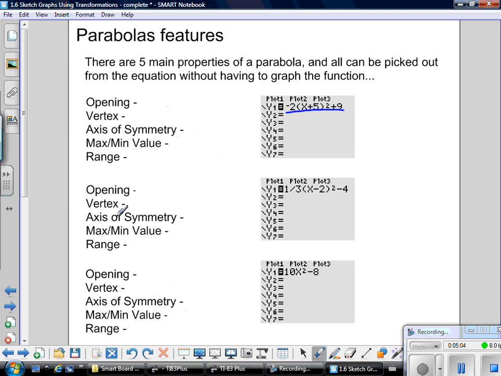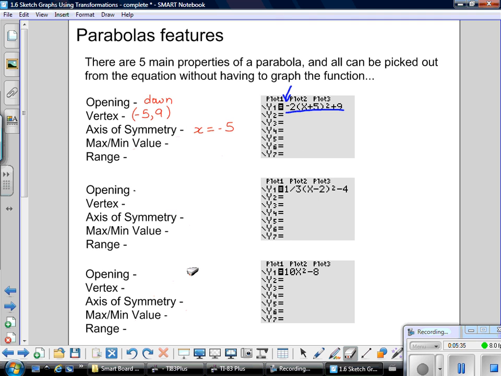Okay, so the first thing I want to know, what's its opening? Does it open up or down? Well, I have this negative 2. So that tells me right away that I'm going to be opening the parabola down. My vertex, I have a positive 5 in the bracket, so that means it's negative 5, 9. Axis of symmetry is always the x value of my vertex. So in this case, it is negative 5. So x equals negative 5.